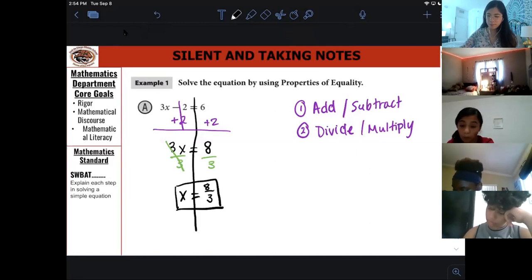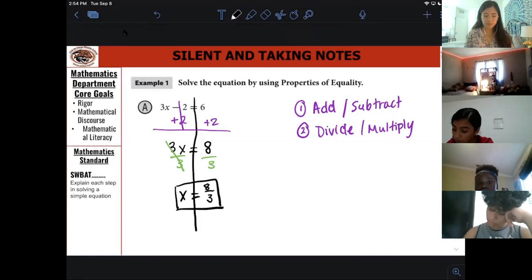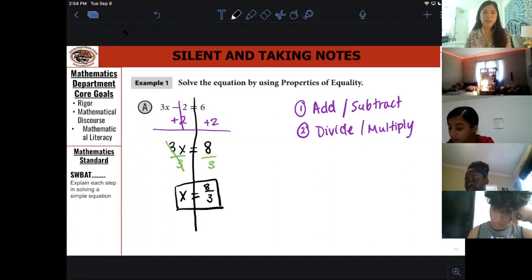So I took 2 steps. That's why they call it a 2-step equation. Step number 1 was to add. Step number 2 was to divide.